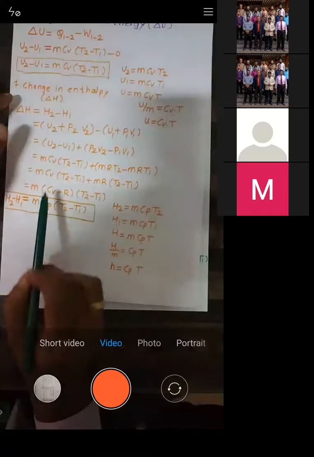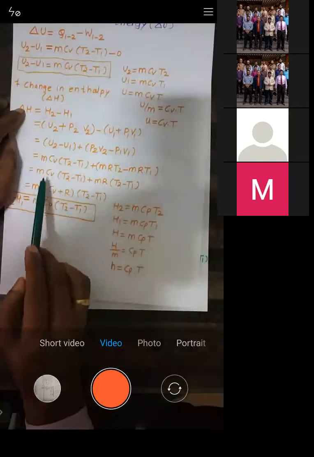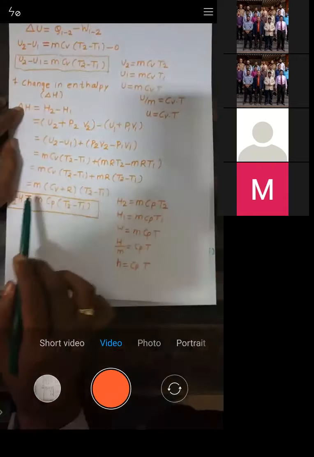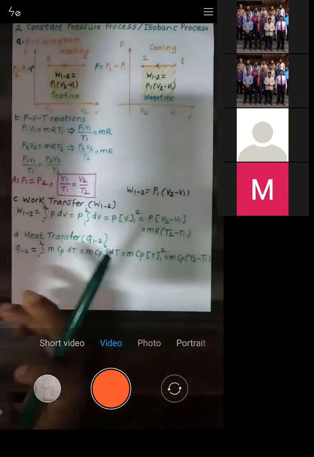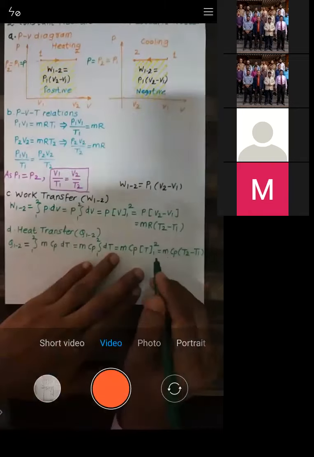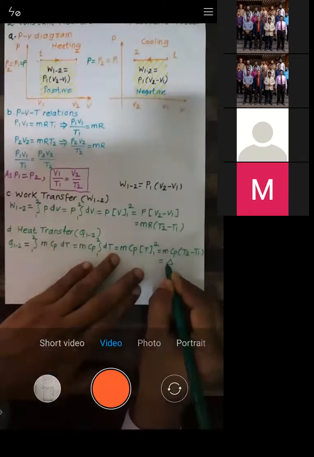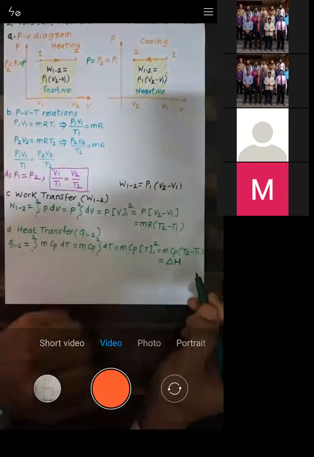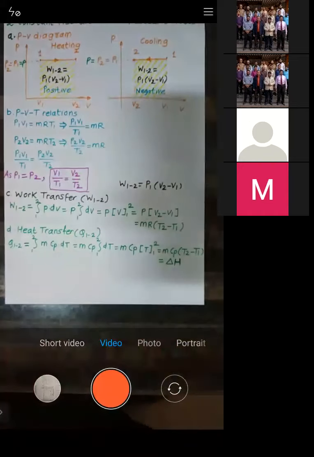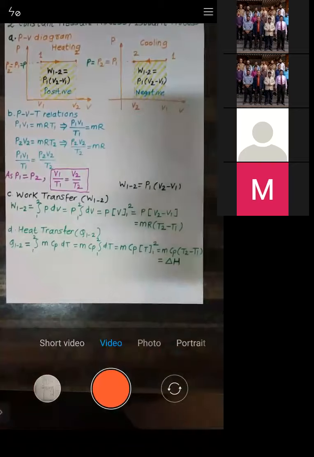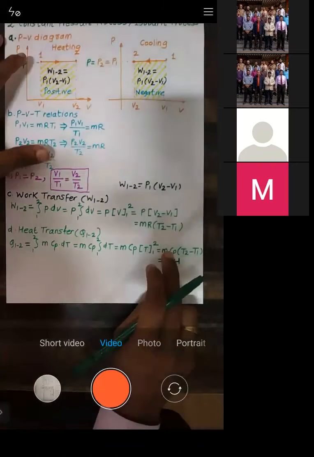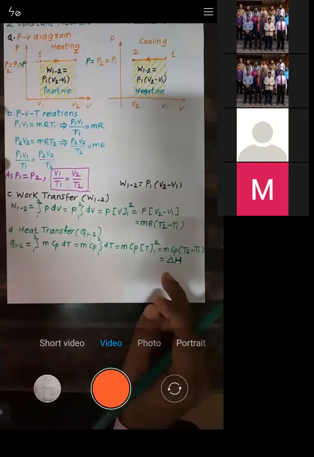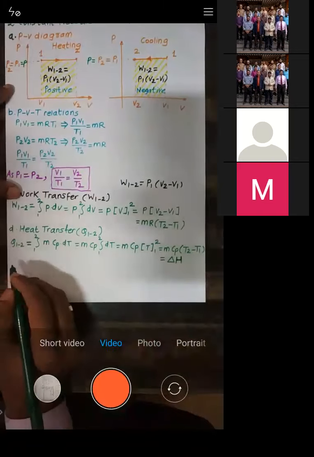It's the change in enthalpy. We calculated the change in enthalpy and it was coming as mCp (T2 minus T1), right? So what is the change in enthalpy? It is mCp (T2 minus T1). Same value we got here. So that is nothing but the change in enthalpy, delta H. Is it okay? Yes or no?